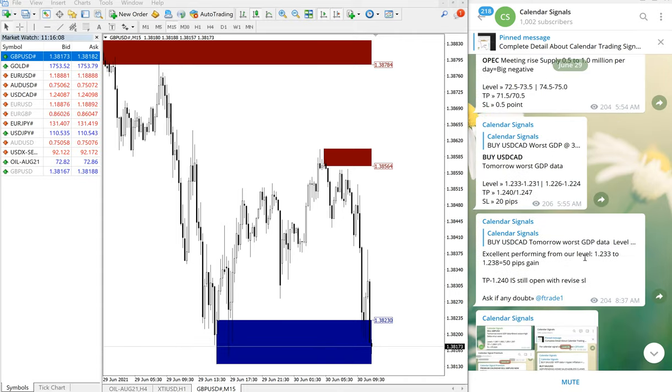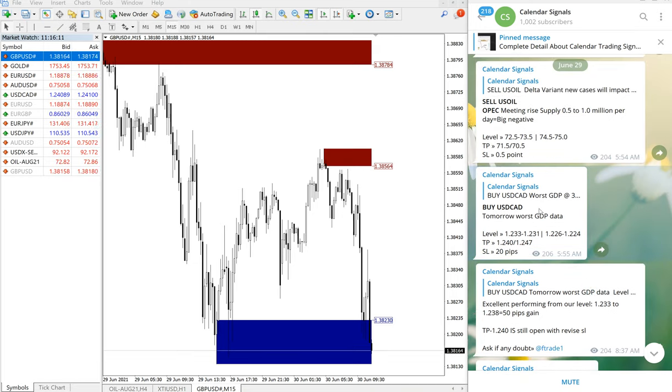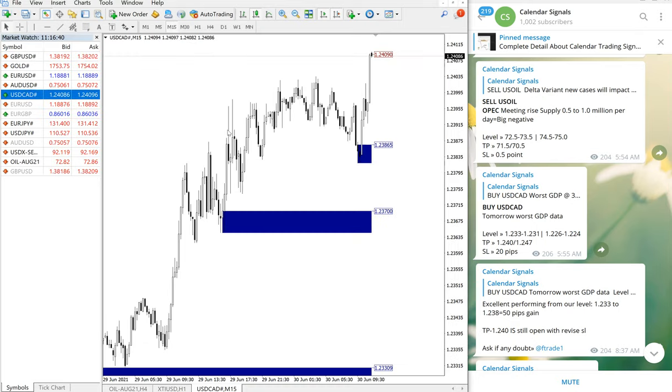We have given this buy USDCAD signal, and this is as per the GMT time. We followed at 5:55 AM GMT. The reason why we are giving buy USDCAD is because of the worst GDP data. We give the reason why we are giving a particular buy or sell signal so that you can easily understand how the prediction works.